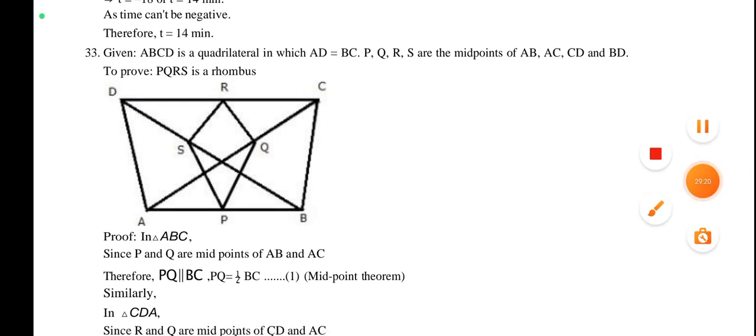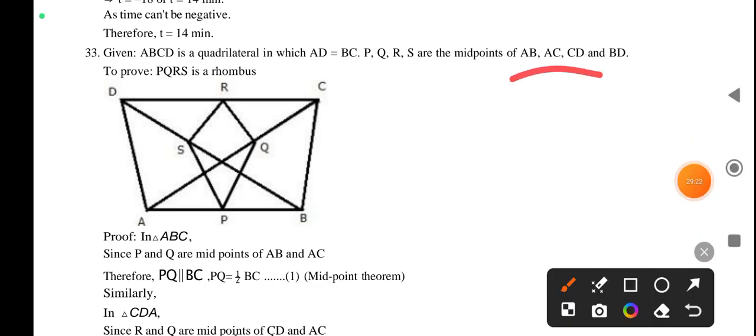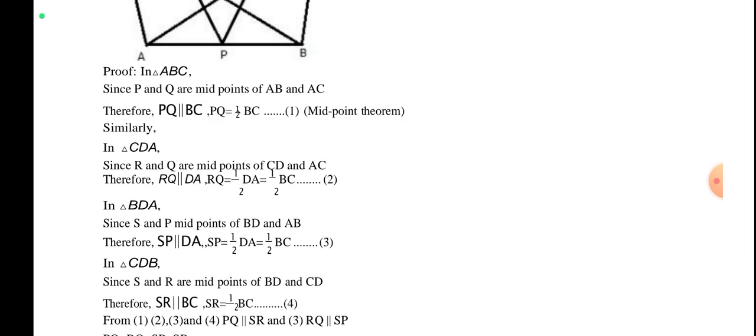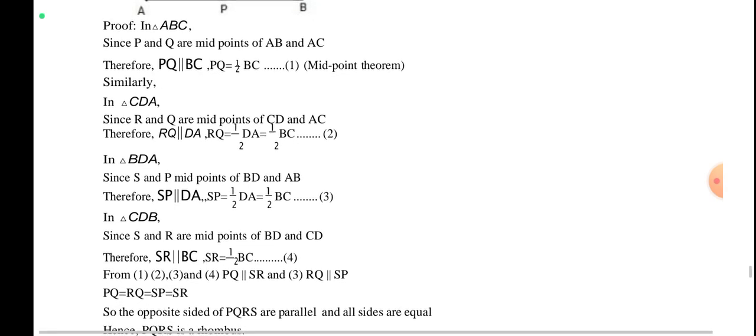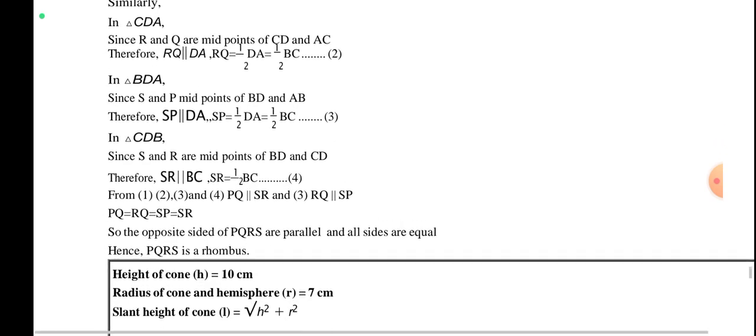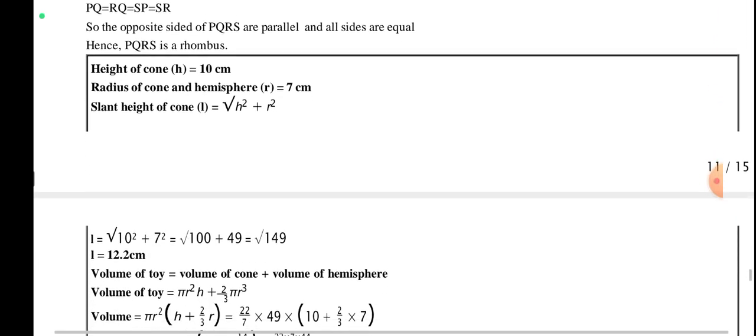33rd question. Again, we are talking about the midpoints of AB, AC, CD and BD. We wanted to prove PQRS is a rhombus. Using the midpoint theorem, we can do it, children. Usually, midpoint theorem related questions they won't ask, but here they have asked. Anyway, they have asked to prove PQRS is a rhombus.